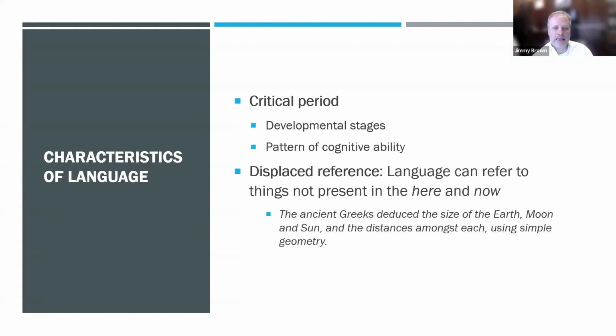There's also the fact that language, like I said before, is used to talk about things not present in the here and now. The ancient Greeks could deduce the size of the moon and the earth and the distance using simple geometry because they had language to discuss it. There are actually some anthropologists doing research on Neanderthals and Cro-Magnons. Initially, we thought they were just a little bit more evolved apes.